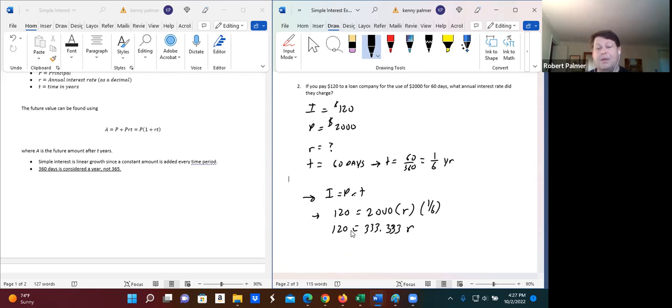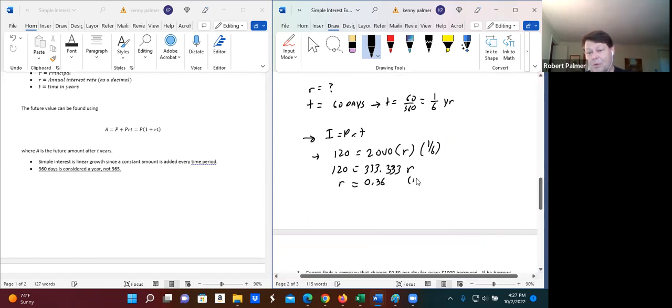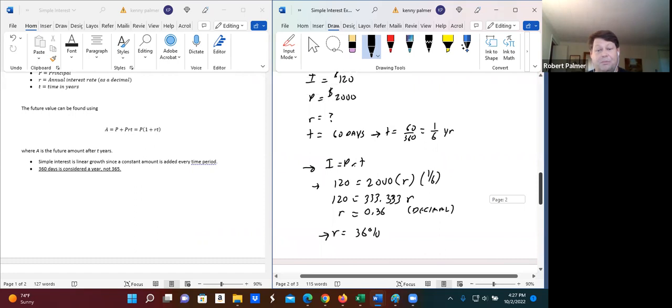And so that comes out to be, turn this around, R is going to be approximately 0.36. Okay, remember that's a decimal value. That's not our percent rate. And so then our R's percent is going to be 36%, which would be a really large percent. Okay, that'd be a really big percent for that.